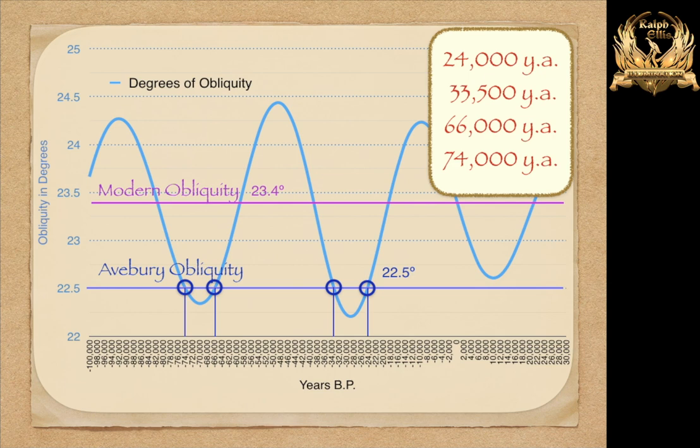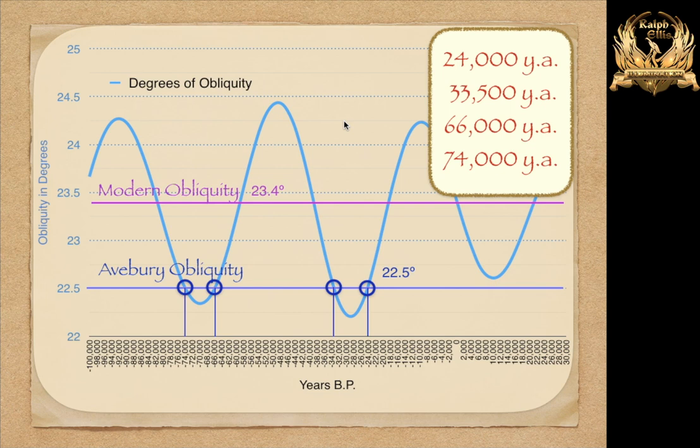It's your choice. At each of these locations, the tilt axis of the Earth was 22.5 degrees, the same as is indicated by the layout of Avebury. And we have no real way of discerning at this point in time which one of these is correct. It could be 24,000 or 33,500 or even 66. It's rather up to you. How old do you think Avebury could possibly be?